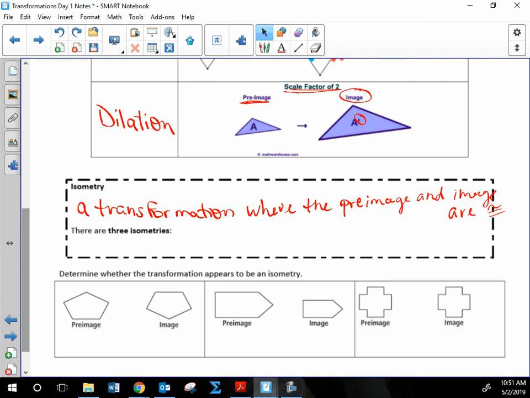So we have 4 transformations. 3 of them are isometries, 1 of them is not. Which one is not an isometry? Dilation. And I'm pretty sure you already did the bottom for homework at some point. Which one of these is not an isometry? The middle. And that's it for our transformations for today. Again, pretty easy. Really, the only new thing was that rotation.